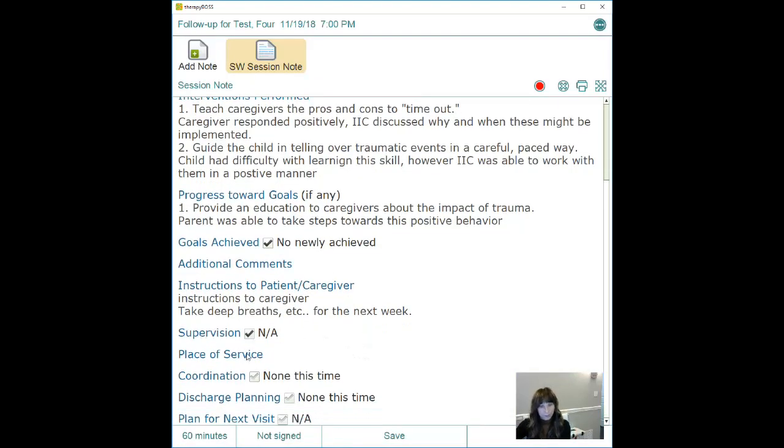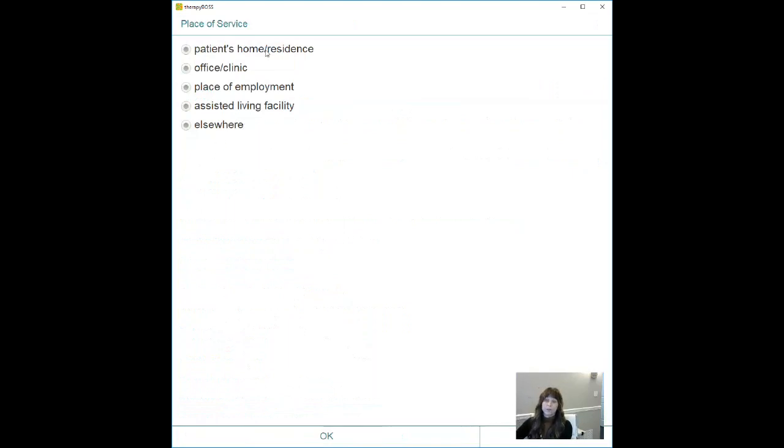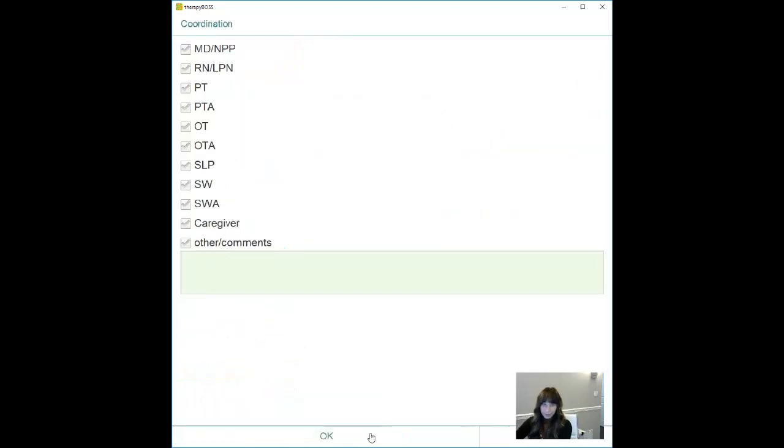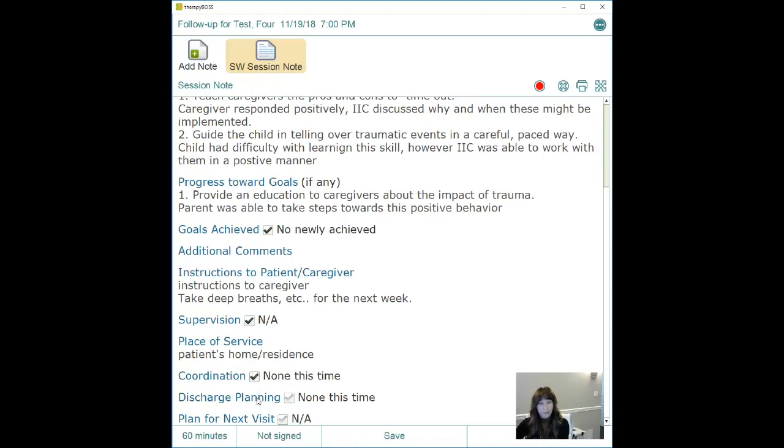Supervision is not applicable. Place of service is, you are always going to be in the patient's home and residence. We are IIC, we are never in an office or a clinic. If you take them out to Dunkin' Donuts, you would do elsewhere, okay? But generally, it would be the patient's home or residence. Coordination, that is not applicable to us. As you see, this is OT, SWA, etc. So we're just going to click none at this time. Discharge planning will only be applicable if you are discharging the patient in the next couple of sessions. So usually it will be none at this time.